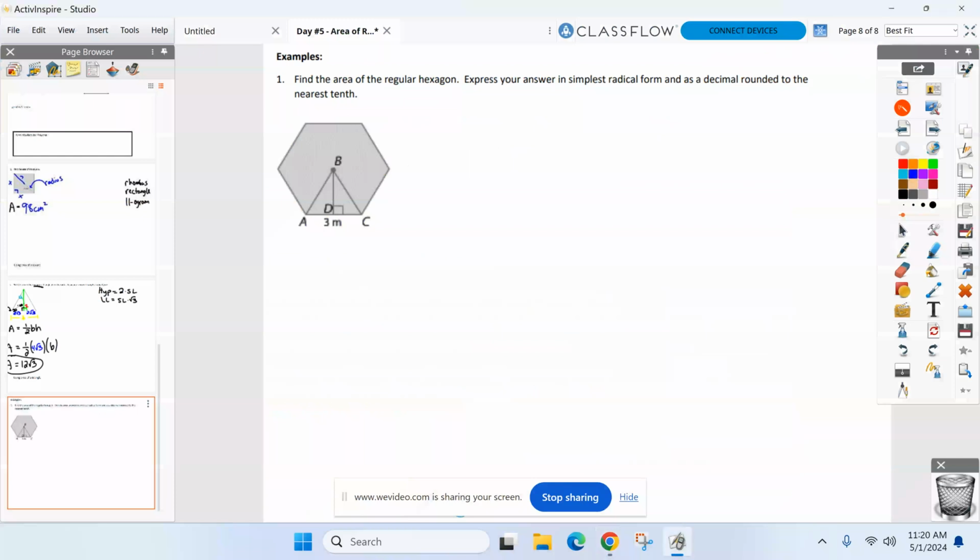Don't draw anything. If I draw in all 6 radii, everyone see I formed 6 triangles inside the hexagon? And they're all congruent.